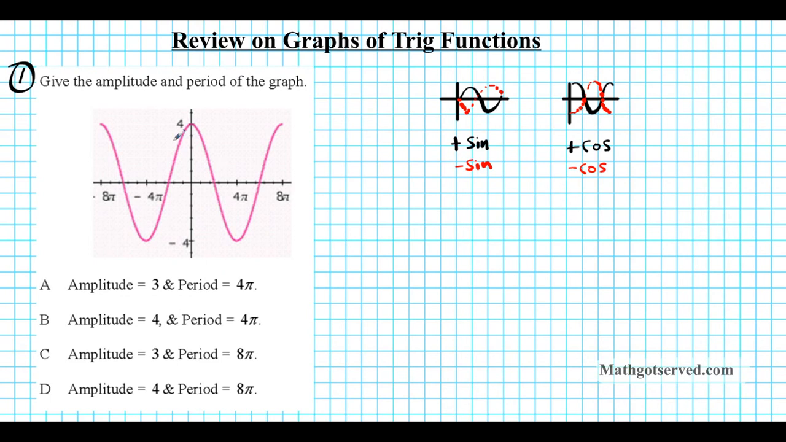Okay, let's take a look at this graph. What does this look like? This looks like the curve starting from the maximum. So this is a positive cosine function. Okay? Now it asks for the amplitude.